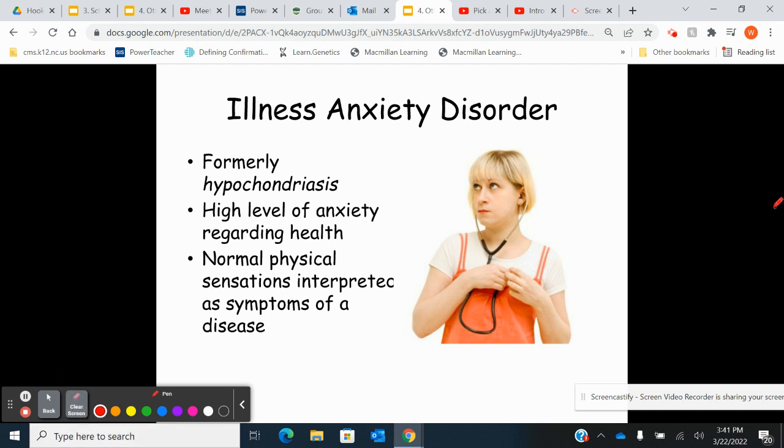So, those are the three different somatic symptom and related disorders.